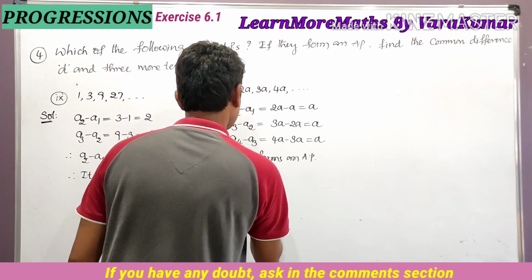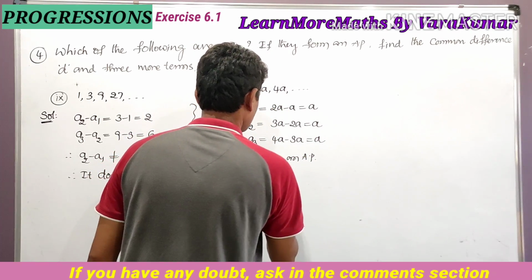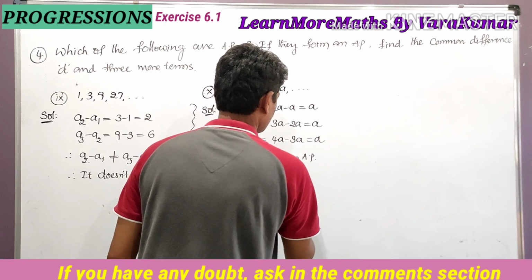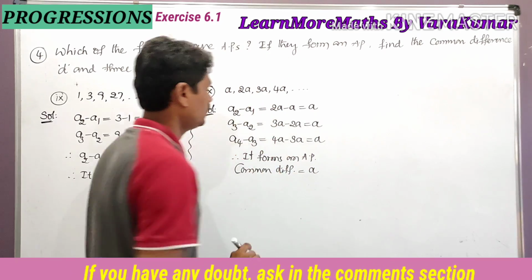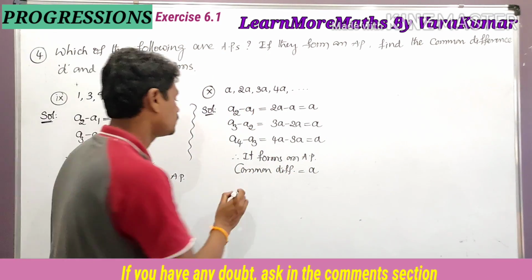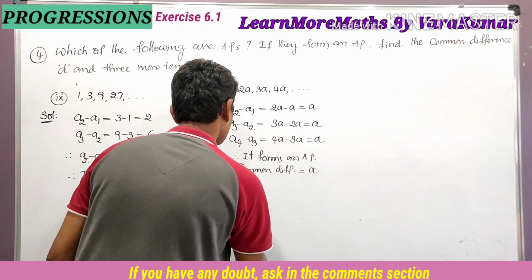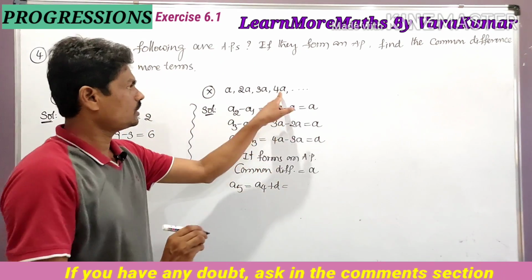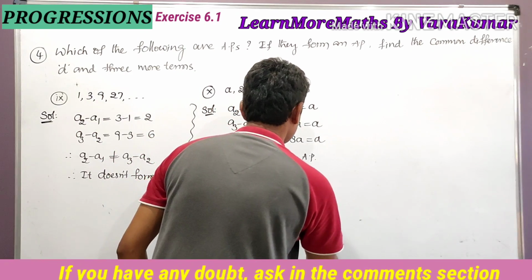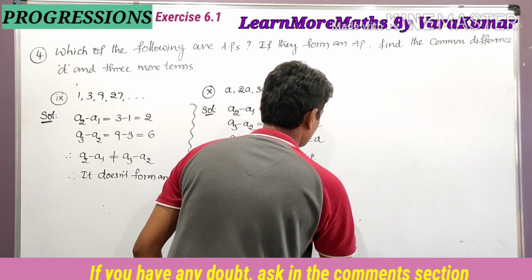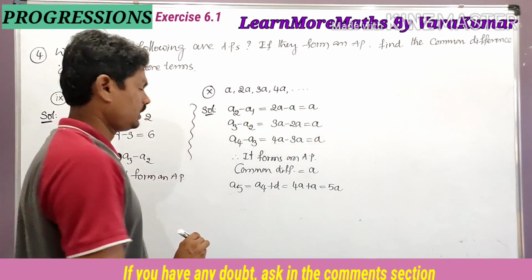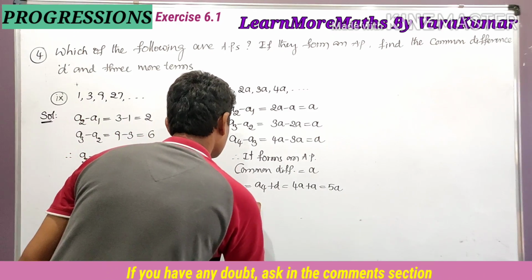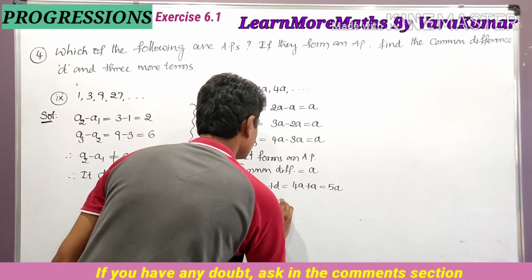So he is asking us to find the common difference. Common difference is equal to how much, student? A. So next he is asking us to find 3 more terms. That is A5 is equal to A4 plus D. So A4 is 4A plus D is A. 4A plus A is 5A. So next A6 is A5 plus D.